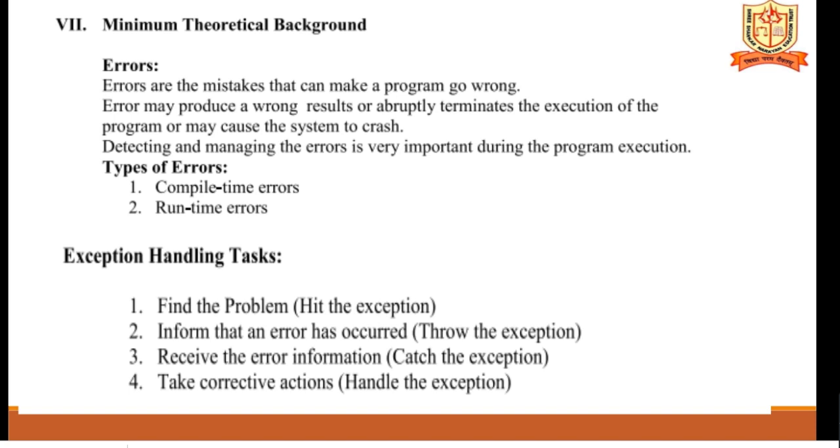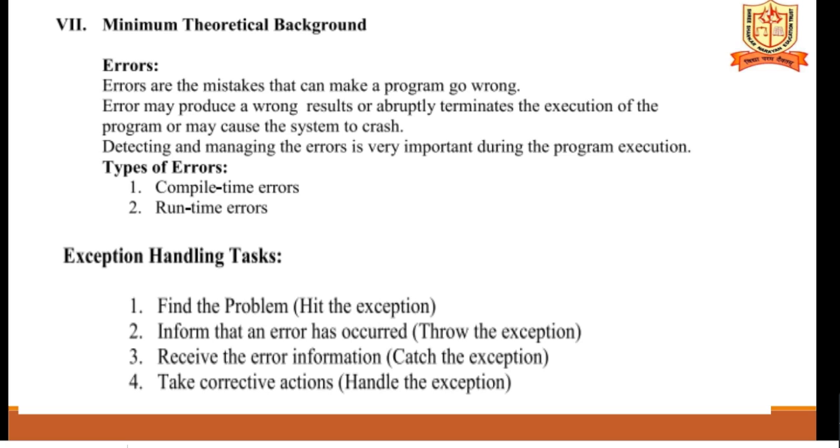So errors are the mistakes that can make the program go wrong. Errors may produce wrong results and terminate the execution of the program or may cause the system to crash. Detecting and managing the errors is very important during the program execution. Types of errors: compile time errors and runtime errors.